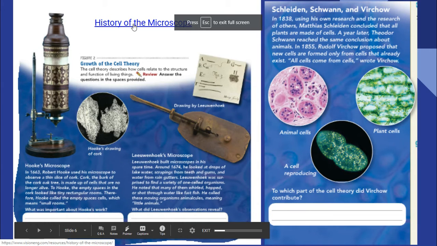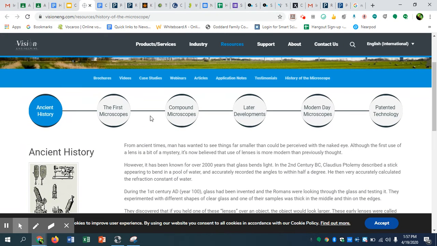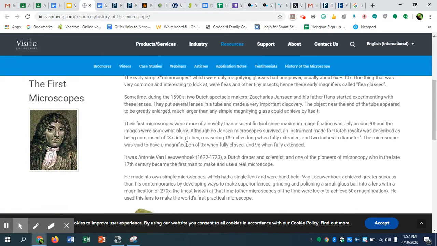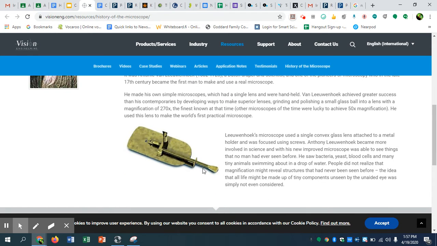Okay, so I clicked on that link, the history of the microscope, and I had to look up how did they use this crazy looking microscope. You can click on all these links to see how far we've come. But the first microscope looked like this. And I'm looking at it like, how did you use it? So I had to look it up. So Anton von Leeuwenhoek, this was his microscope. He used a single convex glass lens attached to a metal holder and was focused using the screws. And this is how he saw cells.